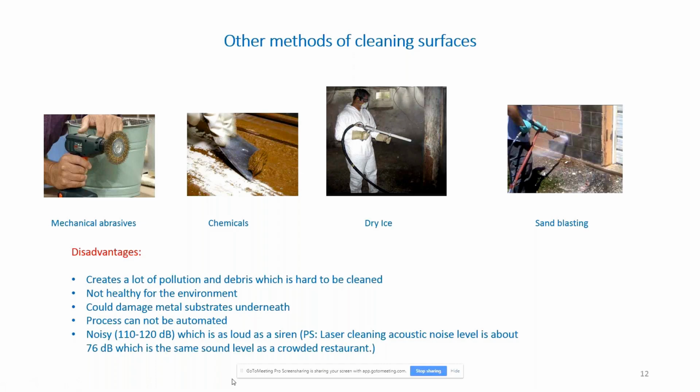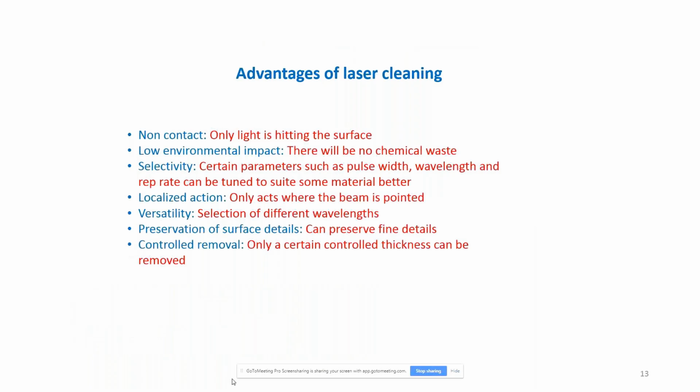Now, what are advantages of laser cleaning? First of all, it's non-contact. It's only light that is hitting the surface. There is no solid to solid contact. A low environmental impact. There's no chemical waste. Selectivity. Certain parameters such as pulse width, wavelength, repetition rate can be tuned to suit some material better. A localized action, it only operates where the beam is pointed, whereas in a chemical method, for example, the chemicals could spread to other parts.